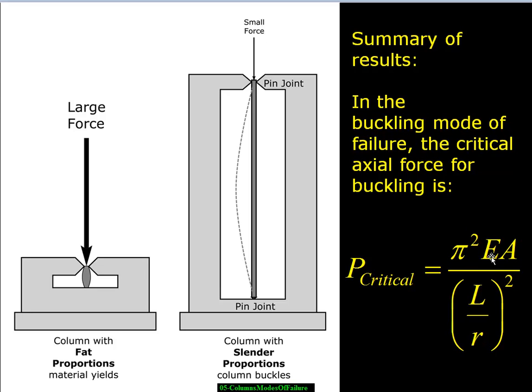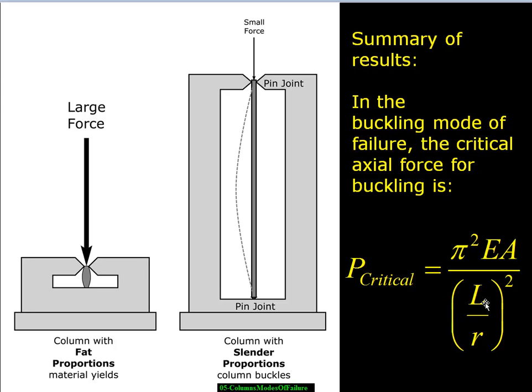E is the material stiffness. So you'll recall that it's a ratio, for example, of the stress that's applied divided by the fractional deformation that occurs. So in the case of steel, E is 29 million pounds per square inch, or 29,000 kips per square inch. A is the cross-sectional area of the column. And then down in the denominator is a ratio, L over r. L is length. r is some kind of indicator of breadth. So length over breadth is pretty accurately described as the slenderness ratio.